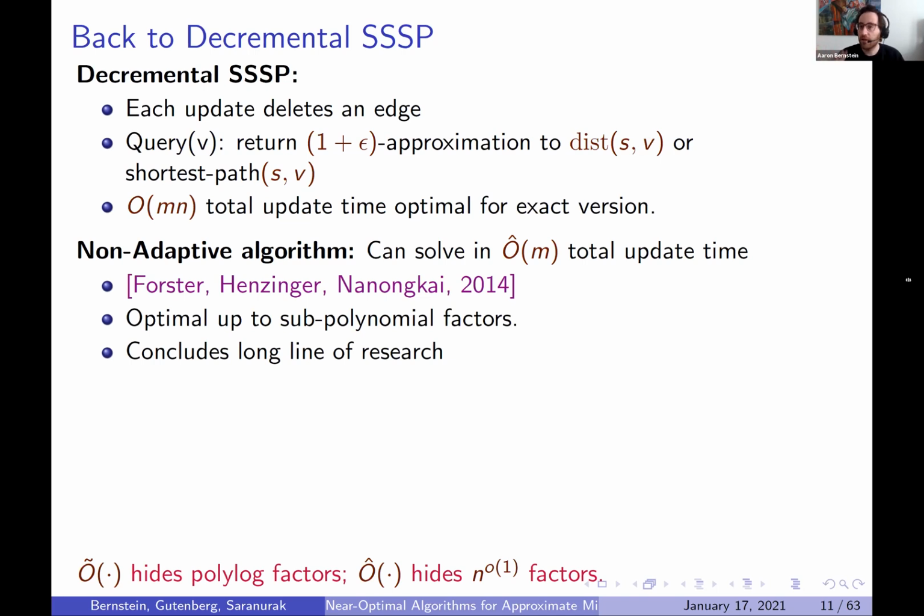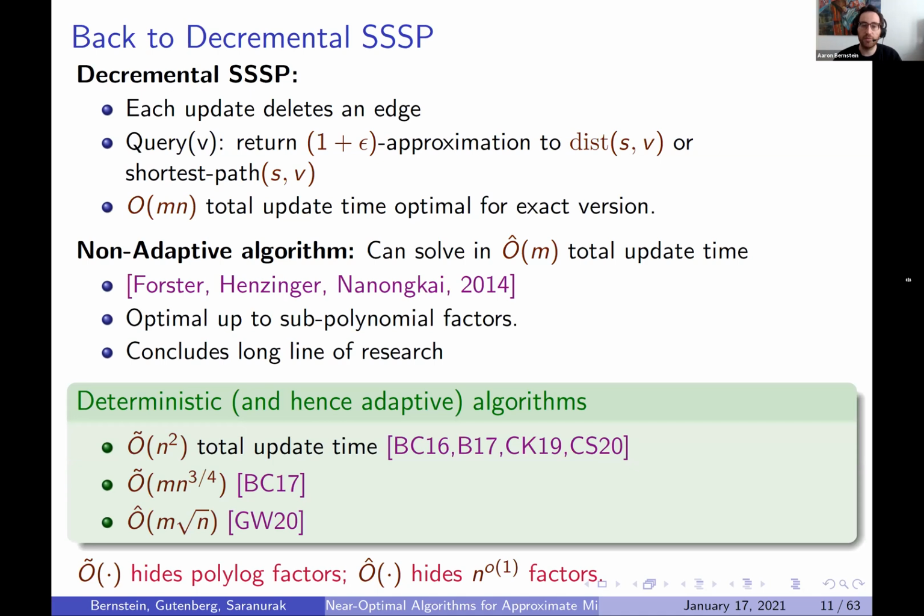Okay, so for non-adaptive algorithms, the problem is basically settled. But for adaptive algorithms, it seems much harder. There have been a lot of attempts to do this, but you can see we're still quite far from linear time.